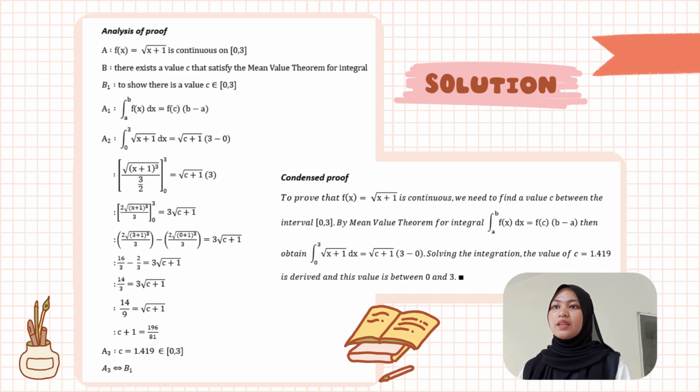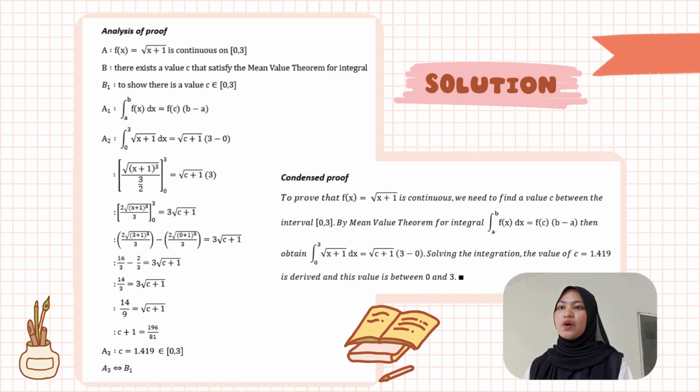For the next step, for the 3 over 2, we can take the 2 and multiply it with the square root of (x plus 1) cubed over 3. So it will be like that, equals 3 times the square root of c plus 1. After that, we substitute the values of 3 and 0, equals 3 times the square root of c plus 1.